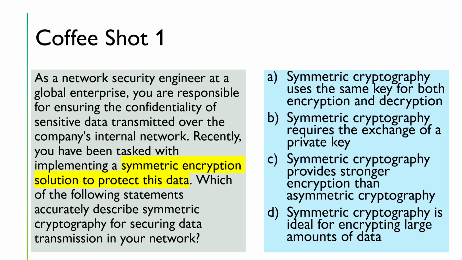So in this case, the question is talking about symmetric encryption, the only close option we have is A. A for alpha. Exactly, A for alpha. Is it clear? So let's move to the next question.